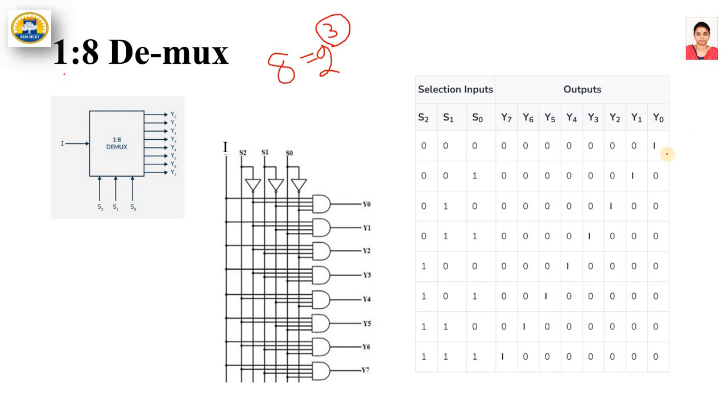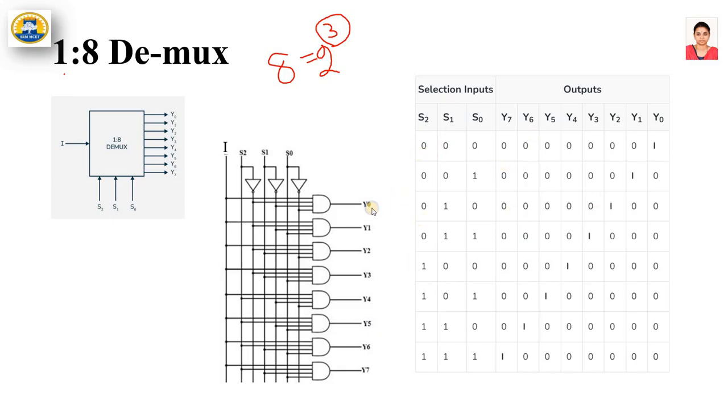For 0 0 0, Y0 will get the input I. If it is 0 0 1, Y1; 0 1 0, Y2. Correspondingly, 1 1 1 for Y7 and 1 0 1 for Y5. So this is the truth table for 1 to 8 demux.